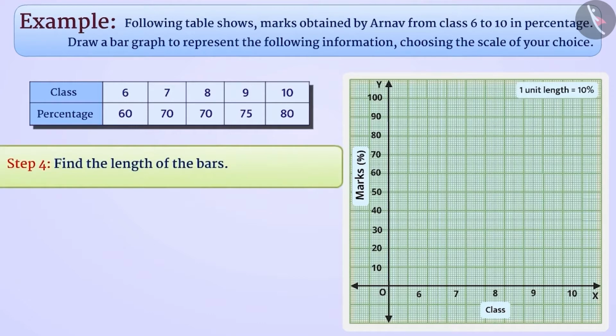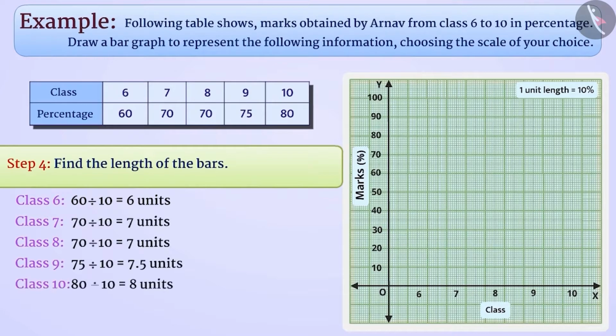Step 4. Next, we will find the length of the bars. For class 6, the length of the bar will be 60 divided by 10 is equal to 6 units. In the same way, we can find the length of the bar for class 7, class 8, class 9 and class 10.